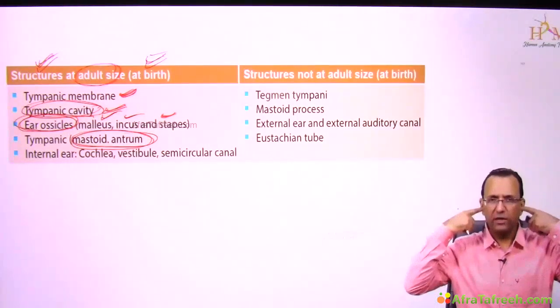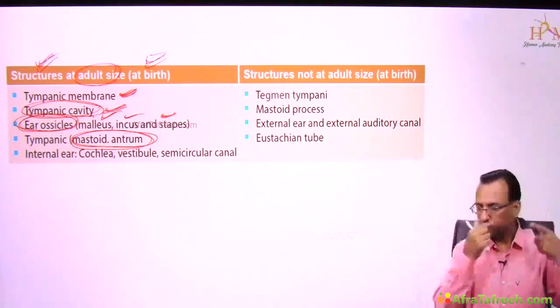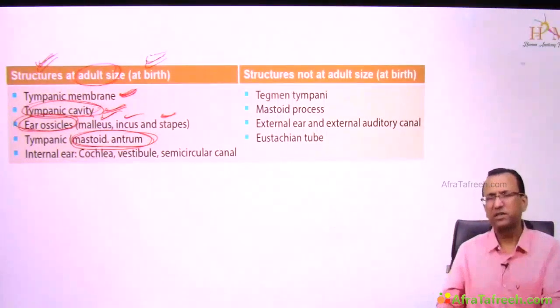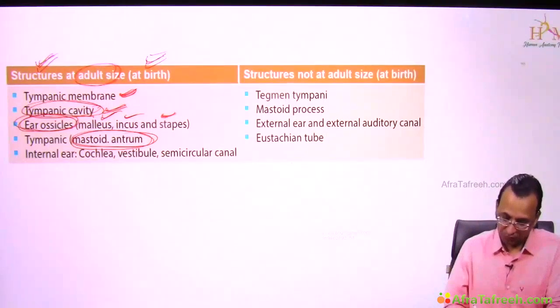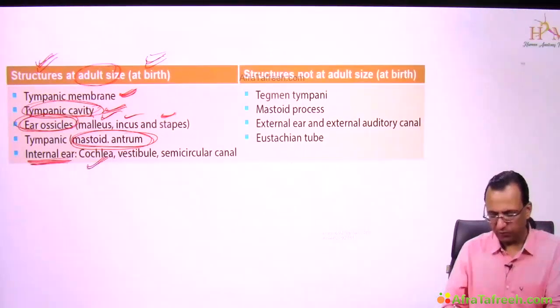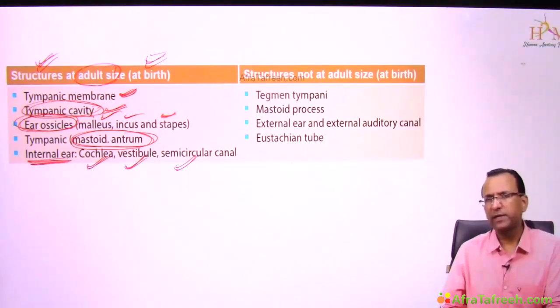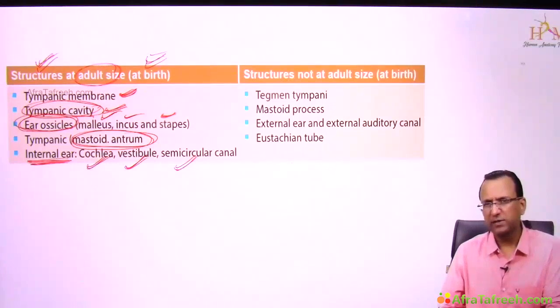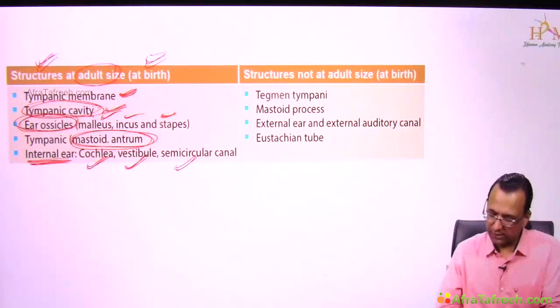Mastoid antrum here, deep to this area. Is it adult size at birth? Yes, it is. Even the internal ear. You mean to say maybe cochlea, vestibule or semicircular canal, whatever? Yes. So you mean to say middle ear, inner ear are adult size at birth itself? Yes.